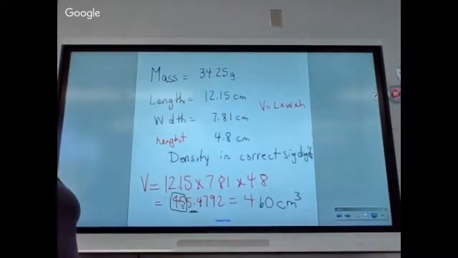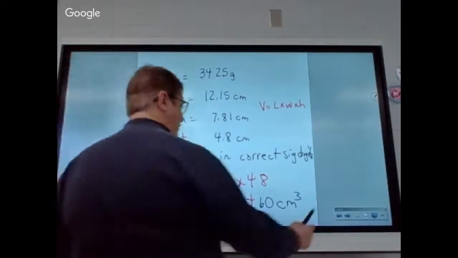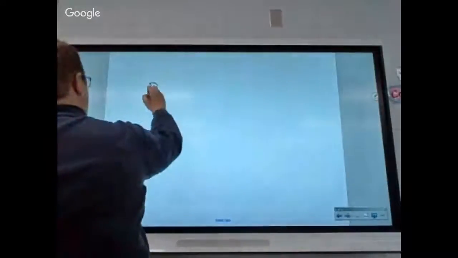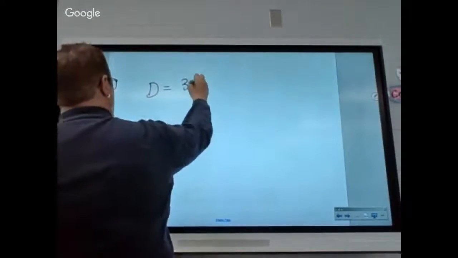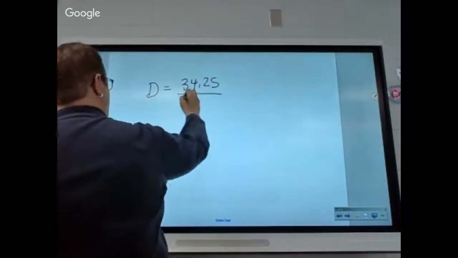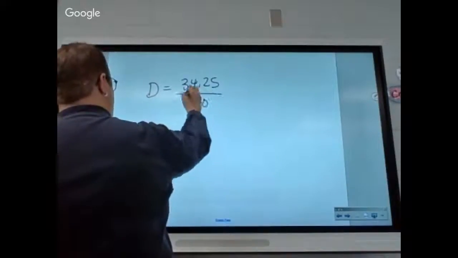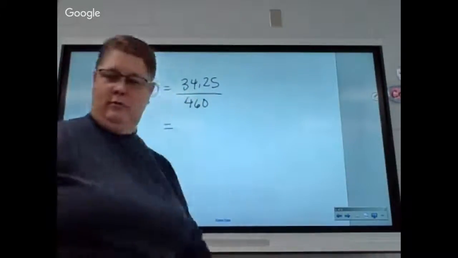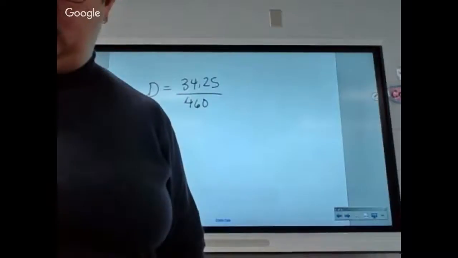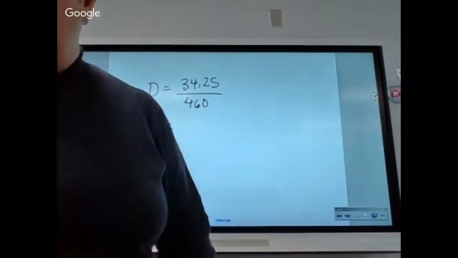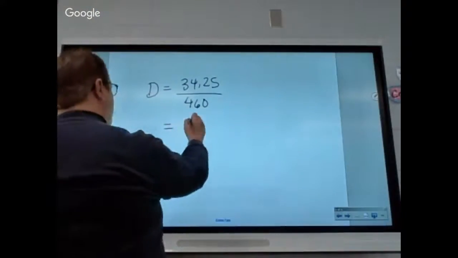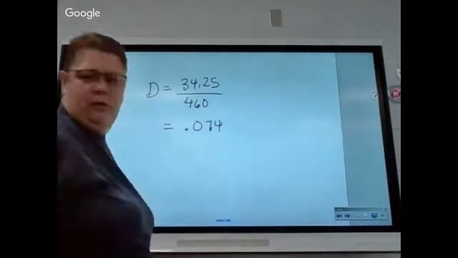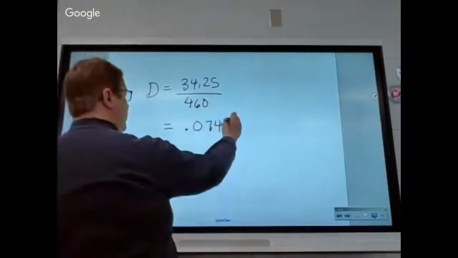All right. So, now, what do we do from there? Finding the density. So, my mass is what? 34.25 divided by the 460 I just found. And so, 0.074521 ought to be enough.